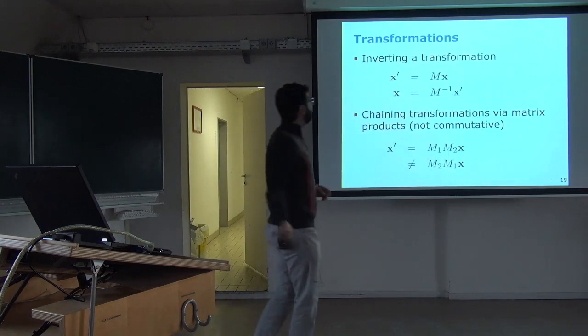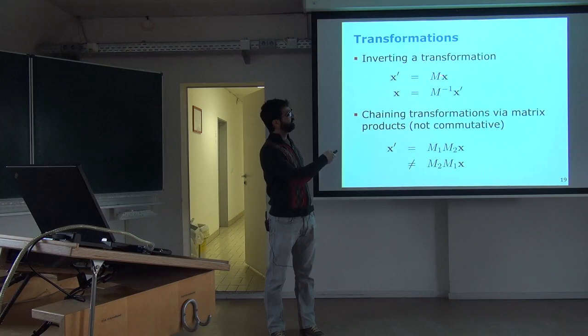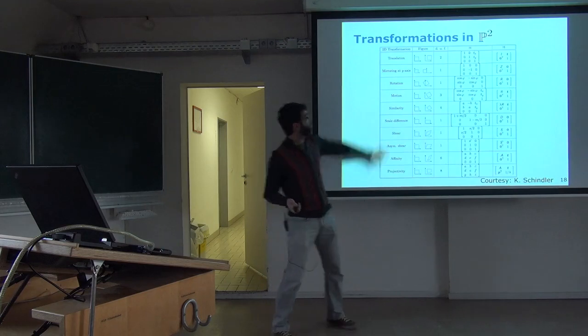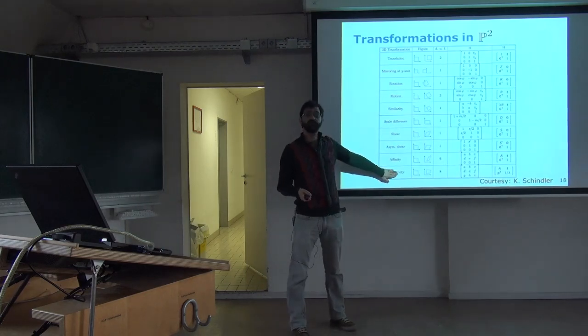So we can also invert transformations. If you have a point prime defined in this way, transformed by M, we can sometimes get back to the X by just inverting M. But M is not always invertible. It depends. It's invertible for most of this, but it's not always invertible from the projection part.